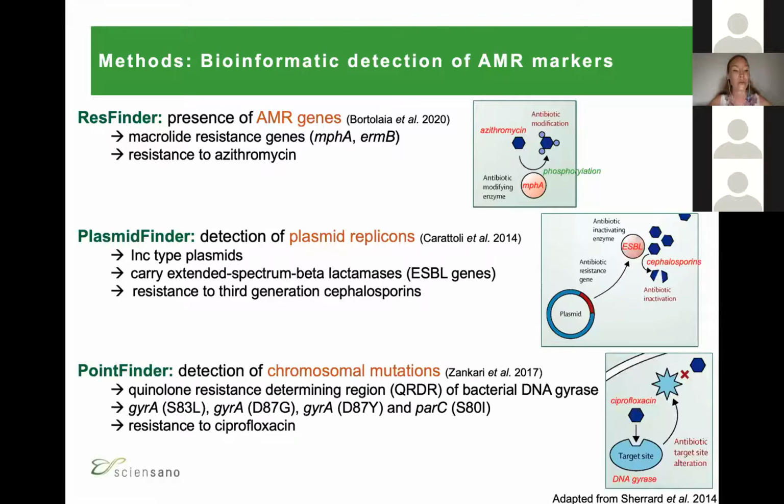The third tool that we used is called PointFinder, and we used this to detect chromosomal mutations. This tool was published and developed by Zankari et al. And in our case, we were able to detect various mutations in the gyrA gene in the quinolone resistance determining region. And you can see here that these mutations modify the target site so that ciprofloxacin can't bind anymore, and thereby resistance to ciprofloxacin is achieved.